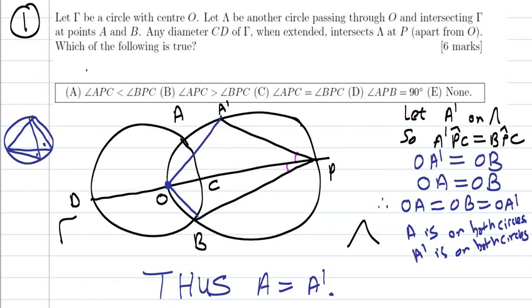Yes. Alright. The girls are ruling the night so far. The answer is C. Alright. So because A is equal to A dash, it means that the angle APC and BPC is the same.